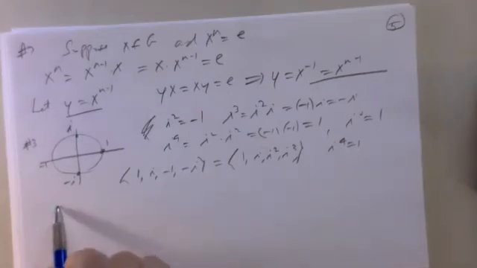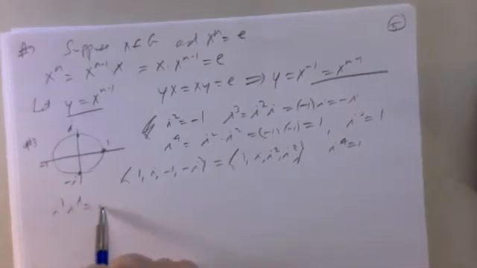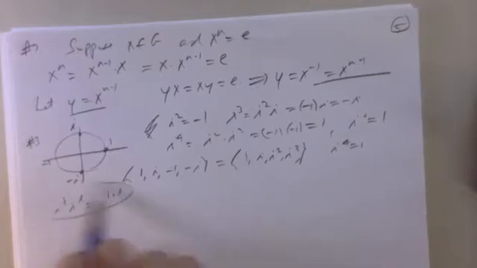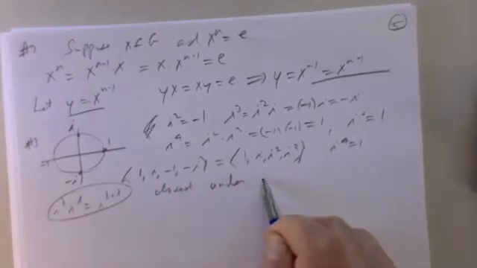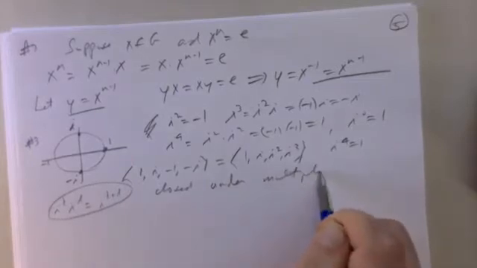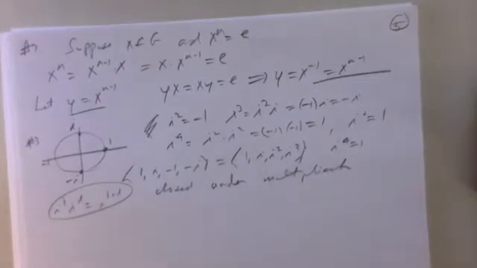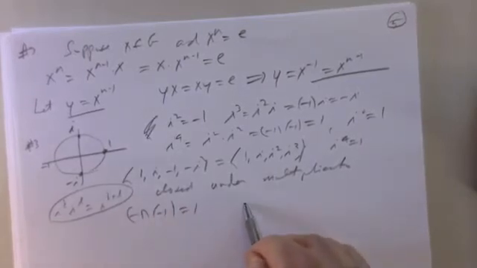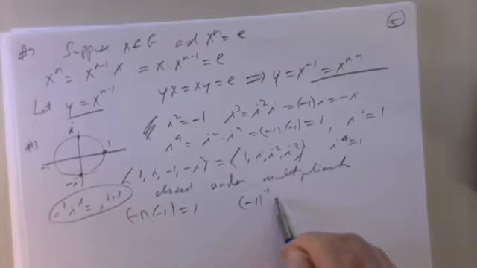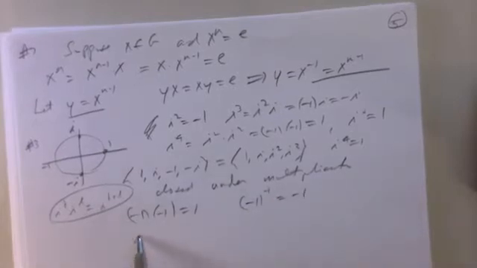So this is closed under multiplication. If you take I to the K, I to the L, that's I to the K plus L. So this is closed under multiplication. And -1 times -1 is 1. So the inverse of -1 is -1.